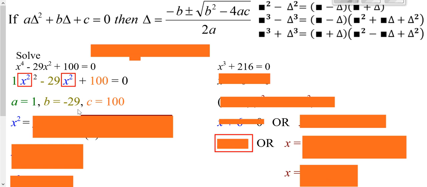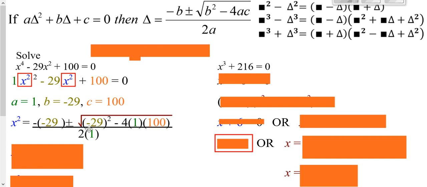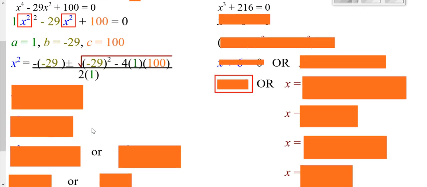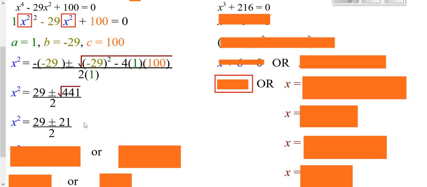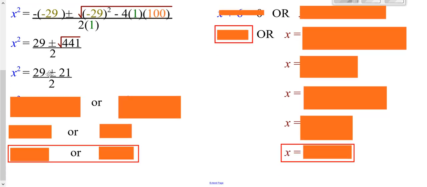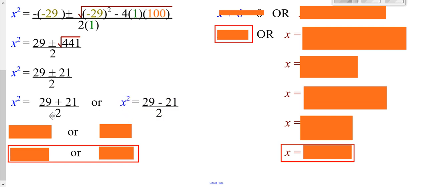Plug in your a, your b, and your c. Go ahead then and work out what's in your root, remembering to carry down what was in the box, your x squared, each and every time. Then we can take the square root of 441, which happens to be 21. Now that we don't have any roots, we could go ahead and break this apart into two separate ones, x squared equals 29 plus 21 over 2, and x squared equals 29 minus 21 over 2. Add these together, divide by 2, and subtract these, divide by 2.